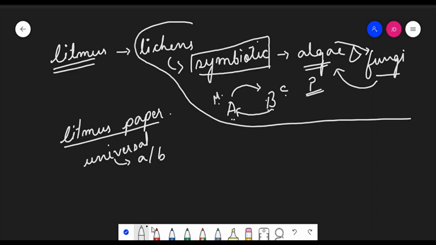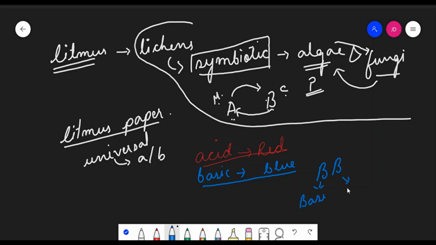So what happens when I put litmus paper into an acidic medium, or I put it in acid? It will turn, obviously I'm writing with red, it will turn red. Next, when I take the litmus paper and put it in a basic medium, it will turn blue. Litmus paper turns blue in basic medium. Litmus paper turns red in acidic medium. How will you remember it? Remember B and B. B for base, B for blue. For whom? For our litmus paper. So I hope this way it will be easy to remember.